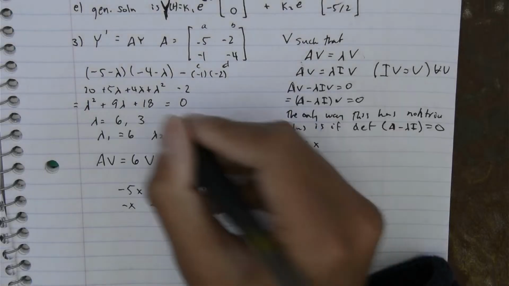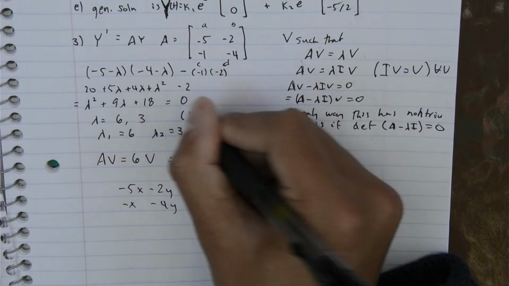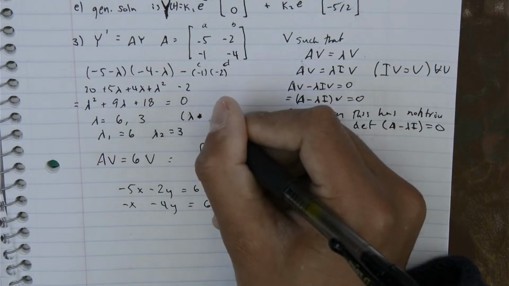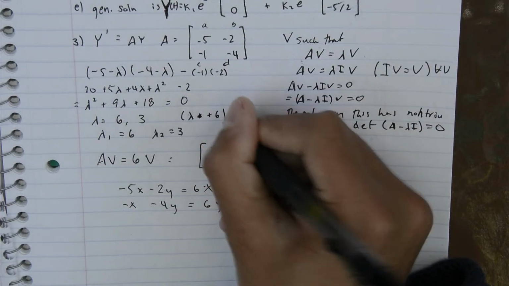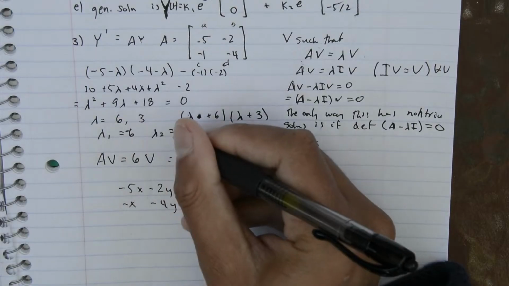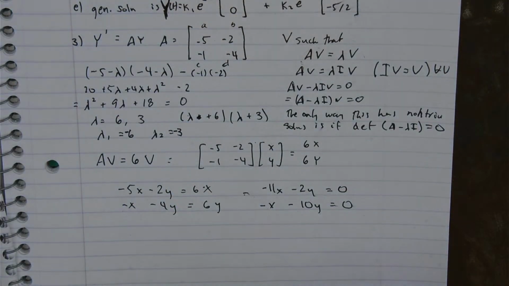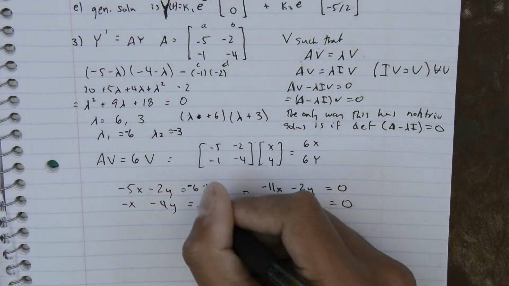Oh wait, you know what I did wrong? This is going to be lambda plus 6, lambda plus 3. So this is actually going to be minus 6 and minus 3. Yeah, I know I'm going to make this mistake a lot. So this needs to be a minus and this needs to be a minus.